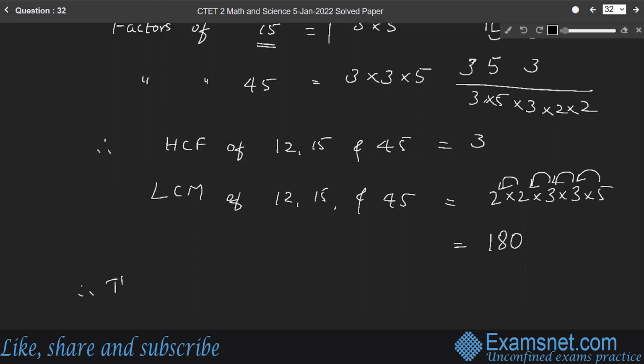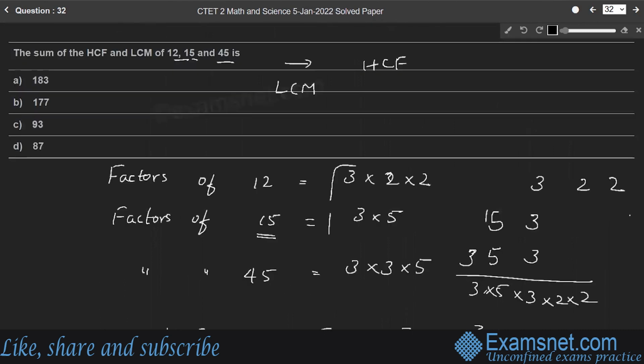Therefore, the sum of the LCM and HCF is equal to 180 plus 3, that is 183. Hence, option A is the right answer.